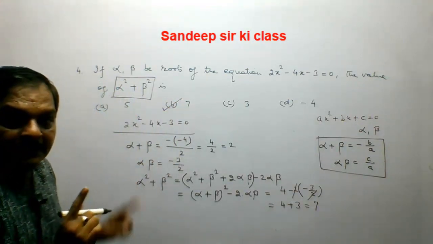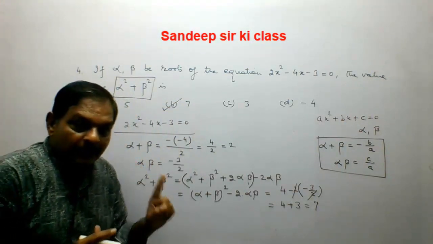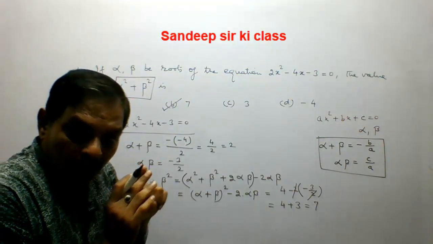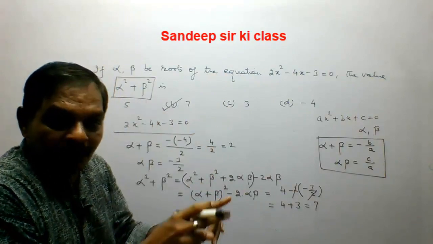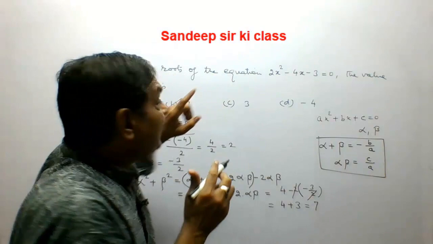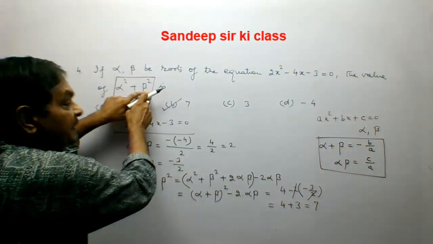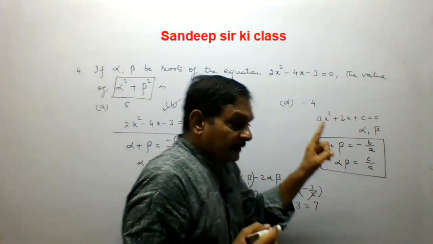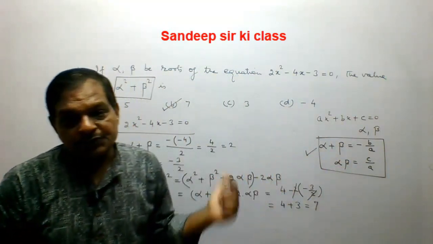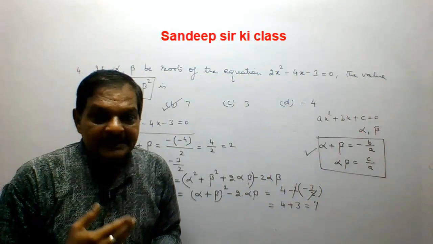correct answer. So what I recommend is that in such type of questions, we should not calculate the values of alpha and beta, that is, by finding the roots and then calculating alpha square plus beta square. Rather than that, we should apply these formulae and solve the questions. Now we will see the next problem.